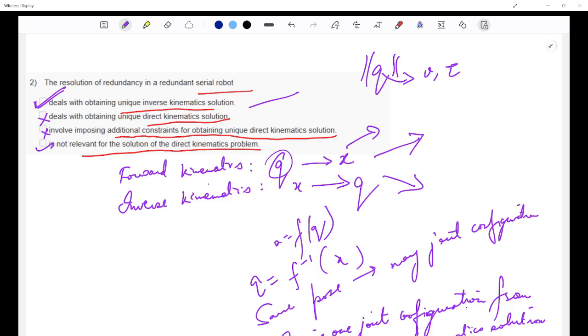So, why are redundant robots useful if they complicate inverse kinematics? Obviously, the answers that we had already: we can have obstacle avoidance, we can have singularity avoidance, we can have joint limit avoidance, and we can have smoother motion. Okay, let's move to the next question.